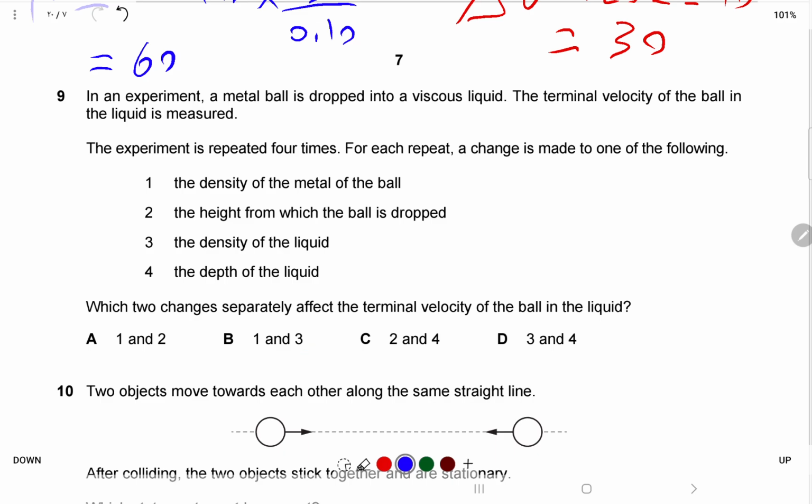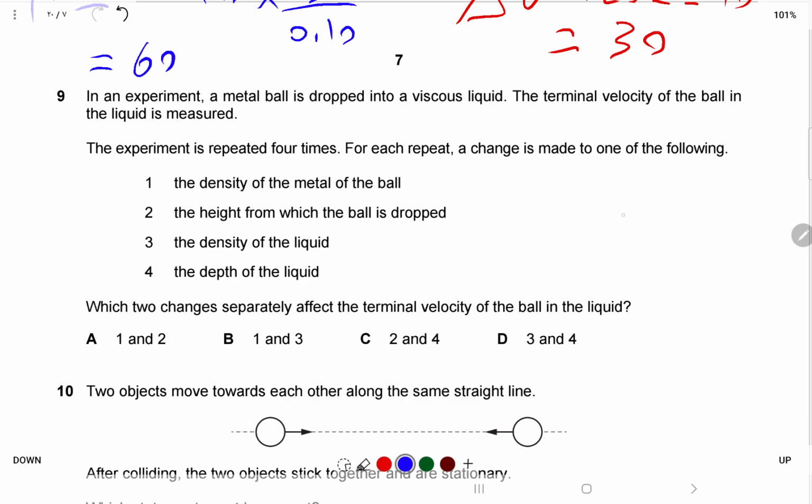Question number 9. In an experiment, a metal ball is dropped into a viscous liquid. The terminal velocity of the ball in the liquid is measured. The experiment is repeated 4 times. For each repeat, a change is made to one of the following: the density of the metal of the ball, the height from which the ball is dropped, the density of the liquid, the depth of the liquid.